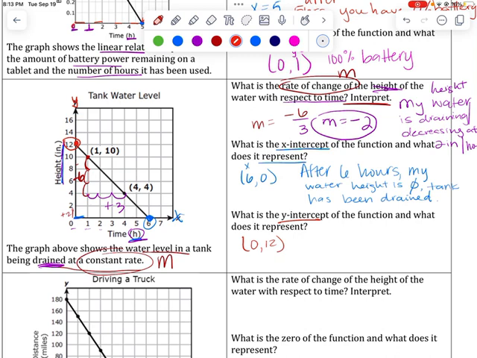Well, this really represents the maximum of my height in this case, or because it's at the y-intercept, it really gives me the initial. So the tank initially, how do you spell it? Initially had a water height of 12 inches.